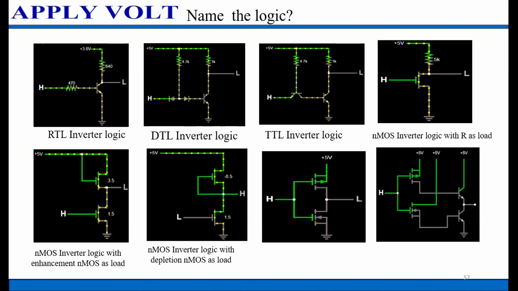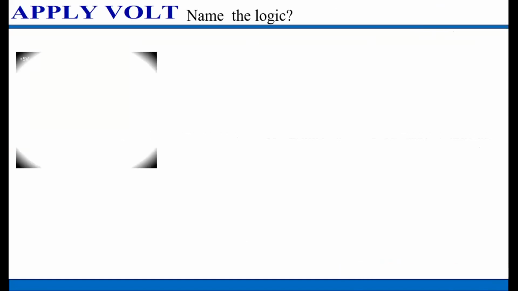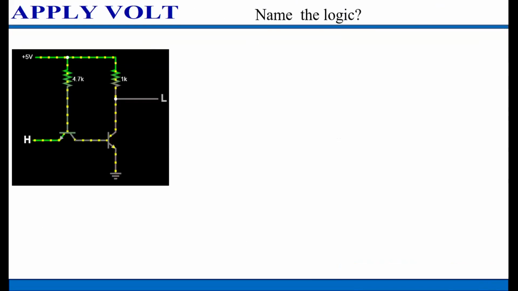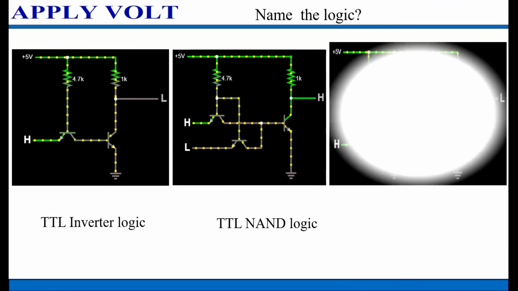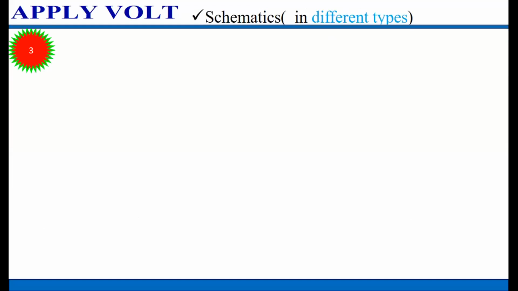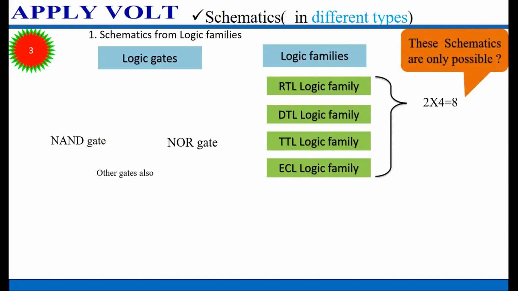Now this is the list of schematics for a simple inverter. See DTL inverter, DTL NAND gate, DTL NOR gate. That is how one is supposed to learn how to get differences in the same logic. TTL inverter logic, TTL NAND gate, and TTL NOR logic. This is the way one can get different schematics. Till now I have considered only so-called old logic families.